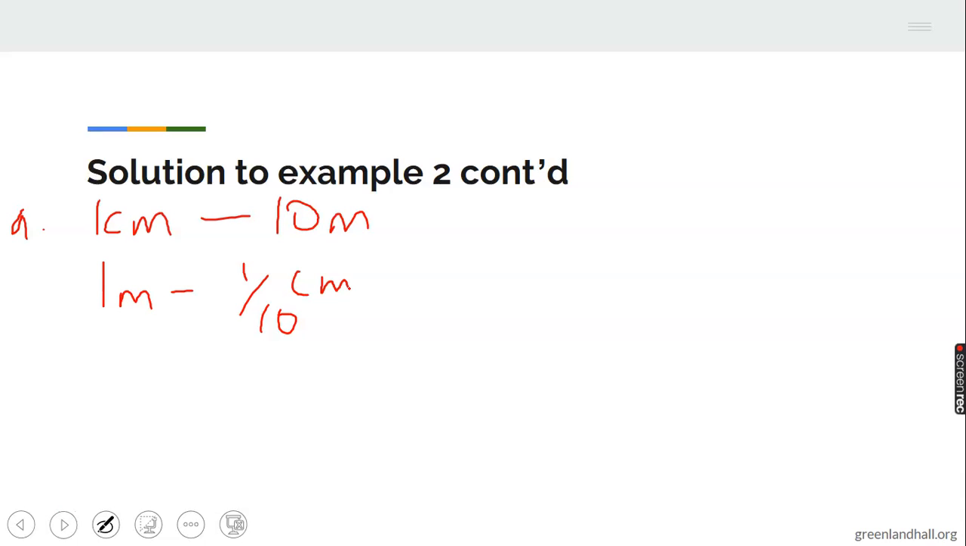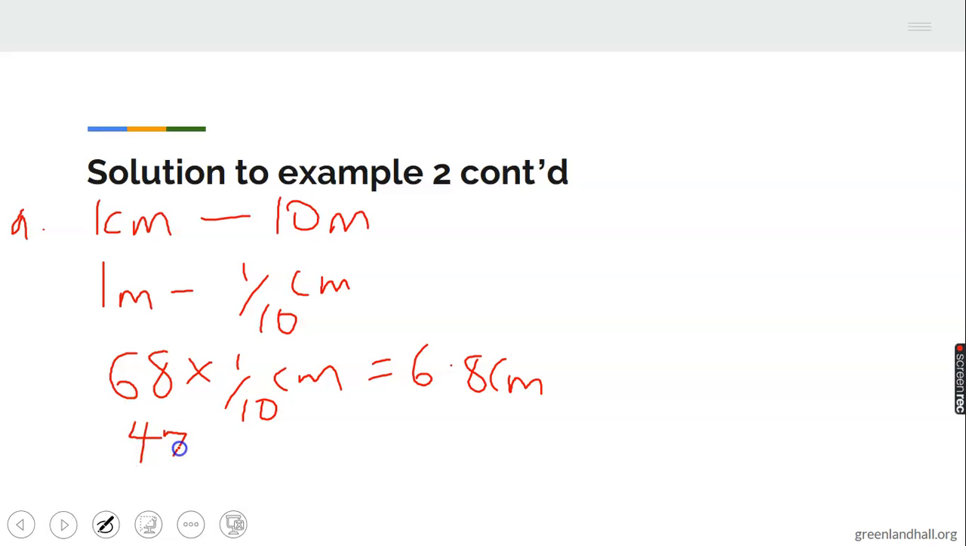That will be 1 over 10. That will be 68 multiplied by 1 over 10 centimeters. And this will give us 6.8 centimeters. And you also apply to the other one, which is 47. That will be 47 multiplied by 1 over 10 centimeters. And this will give you 4.7 centimeters. So this will be the length on the paper.